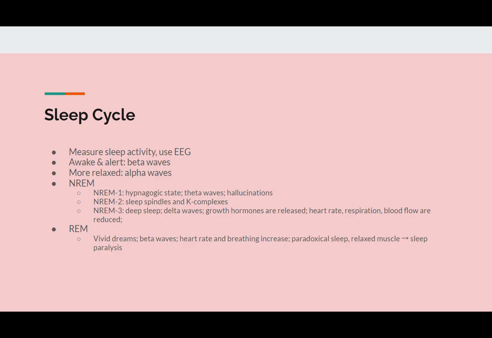When awake and alert, the EEG shows beta waves. As you become more relaxed, alpha waves are shown. Eventually, you fall into a dream-like state. We are semi-awake and feel relaxed, unable to respond to the environment or stimuli. This sleeping stage is called NREM1, or the hypnagogic state. Theta waves are shown, as you may experience images resembling hallucinations, which may be incorporated into memories. A major example of this is when you wake up and think you are falling.